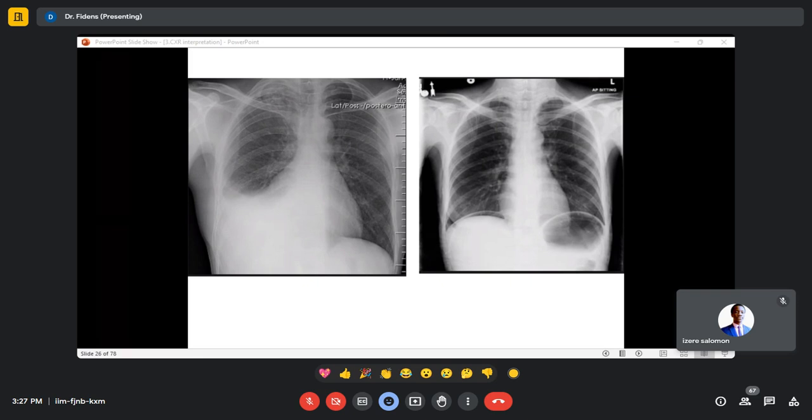So tell me about this image, this one on the right side. What are you seeing technically? Is it okay? Is it bad? How is it? It is okay. Sorry? It has good penetration. Just talk about everything in the technical aspect of the film.